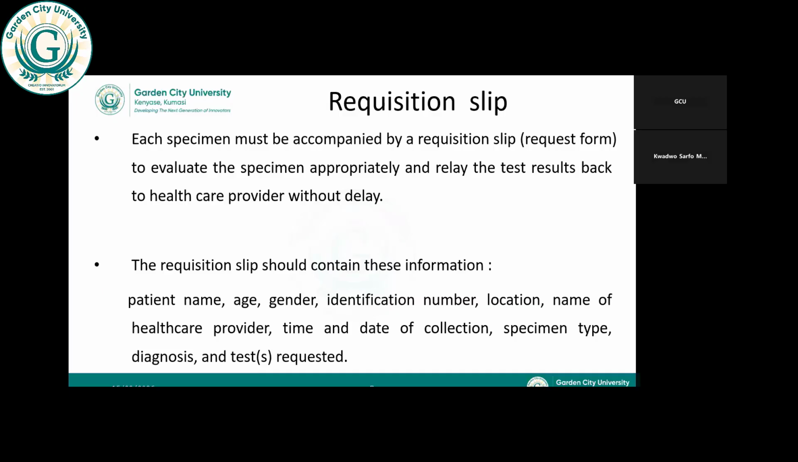But these days, because of the electronic system, you don't usually see samples or the specimen being transported with the requisition slip. Before the specimen gets to the lab, they have already entered everything electronically, and then the lab will know that this sample is coming. But the information going into the lab should always be accurate.